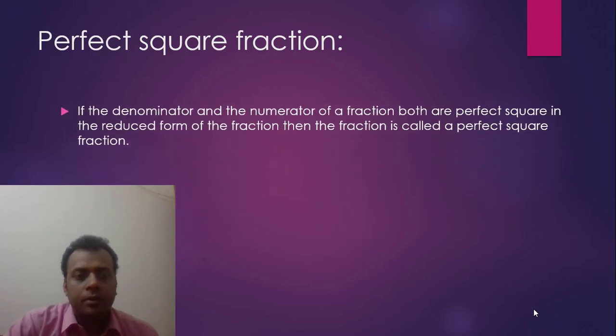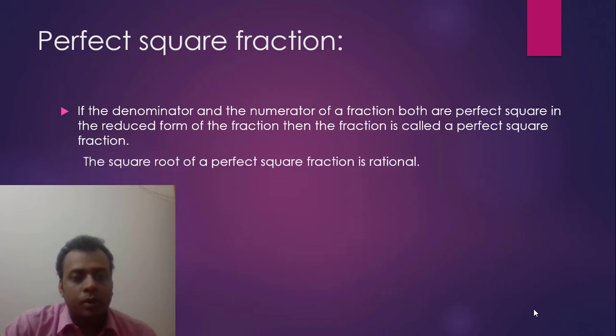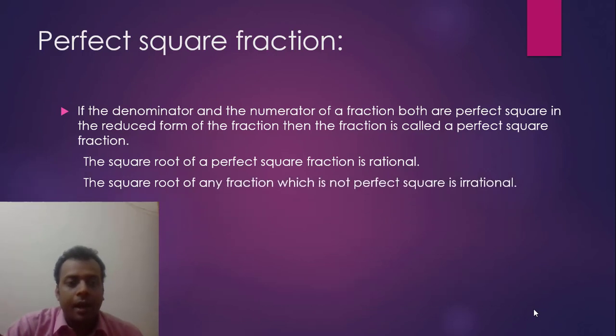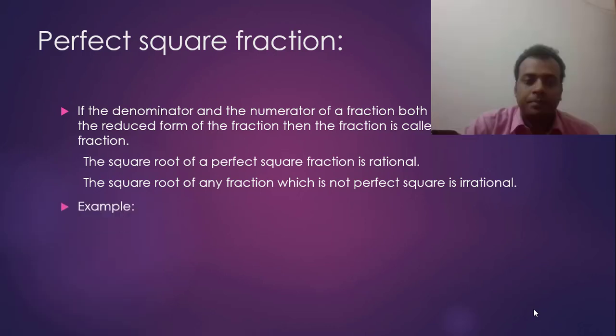If the denominator and the numerator of a fraction both are perfect squares in the reduced form of the fraction, then the fraction is called a perfect square fraction. The square root of a perfect square fraction is rational. The square root of any fraction which is not a perfect square is irrational.